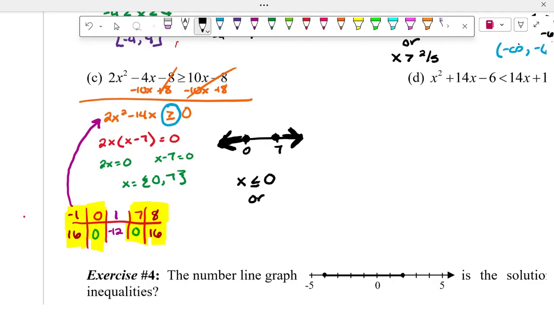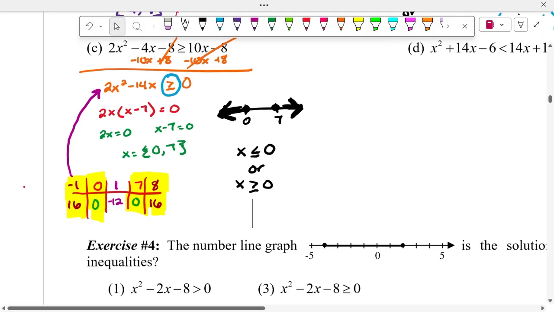X is less than or equal to 0 or x is greater than or equal to 7. Don't forget the equal to. Because if you write it backwards, you're saying x has to be greater than 0 and x has to be less than 7. They have to point away from that. But you still can't write it as a compound. You have to use an or.